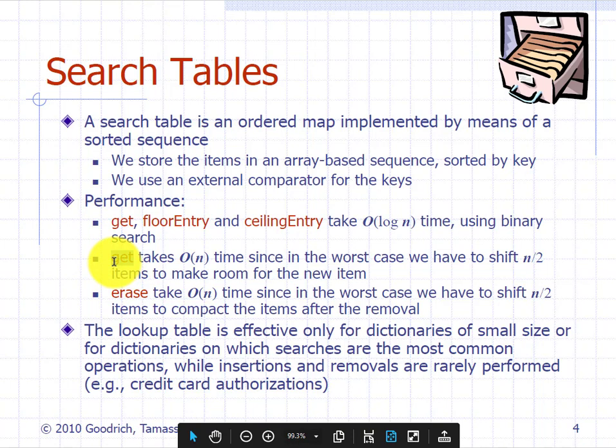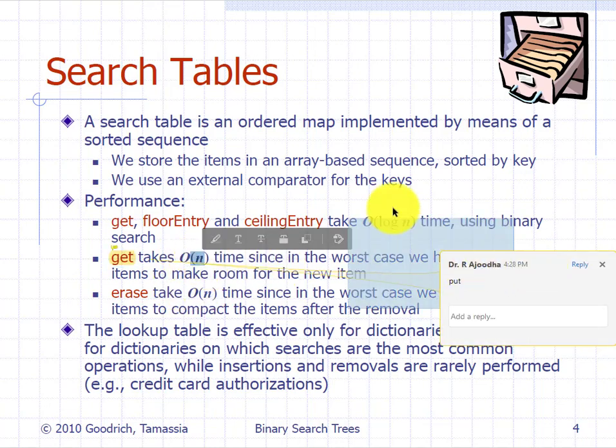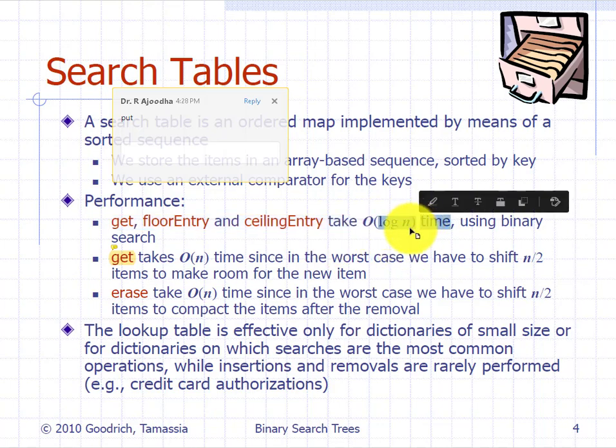So this is supposed to be put, not get. I think that's a mistake. So maybe I should write it here as put. Put takes O(n). And why is that? Why does put take O(n) when everything else, get, floor entry and ceiling entry, take log n? Well, because even though we can get the correct position to insert an item, we still, because we're dealing with an array, need to make space for that item.